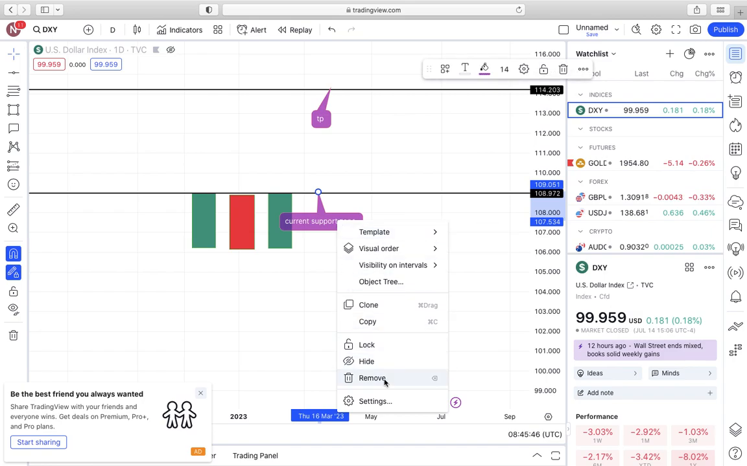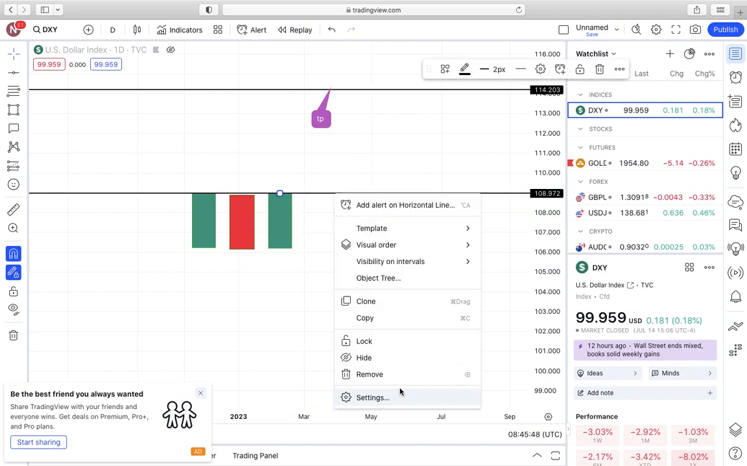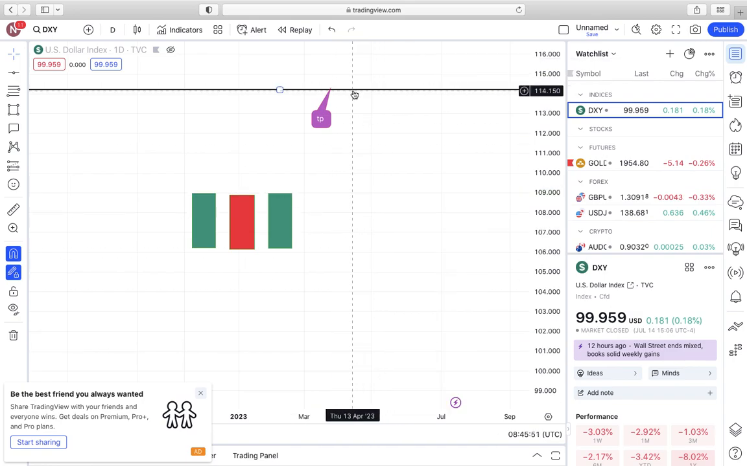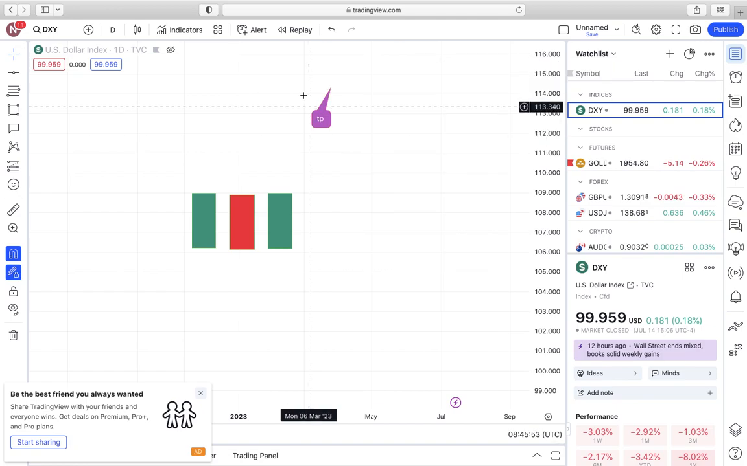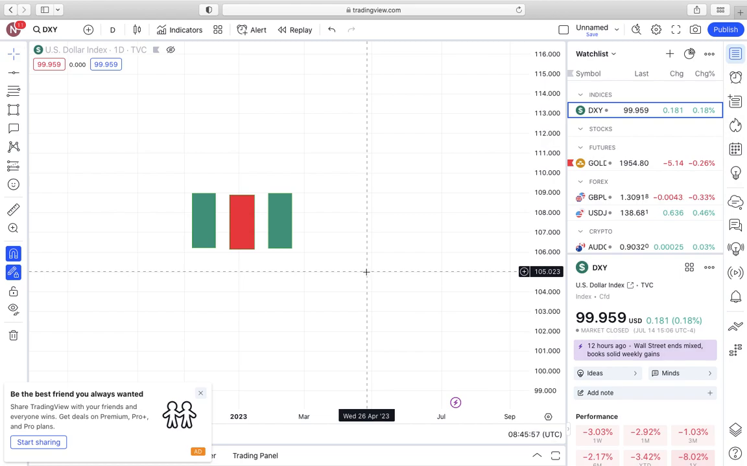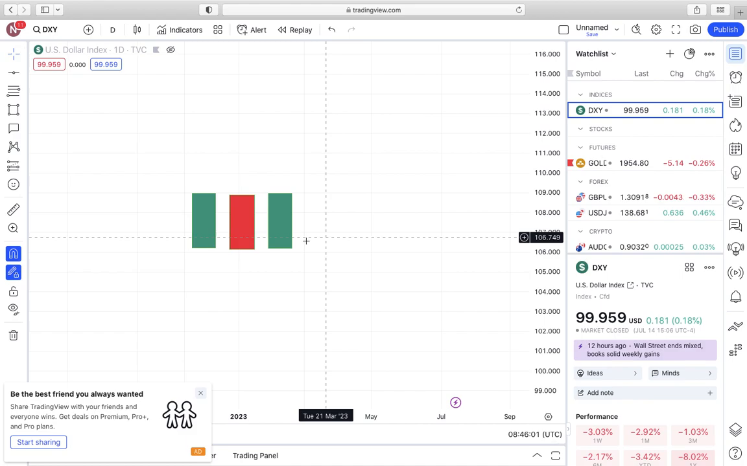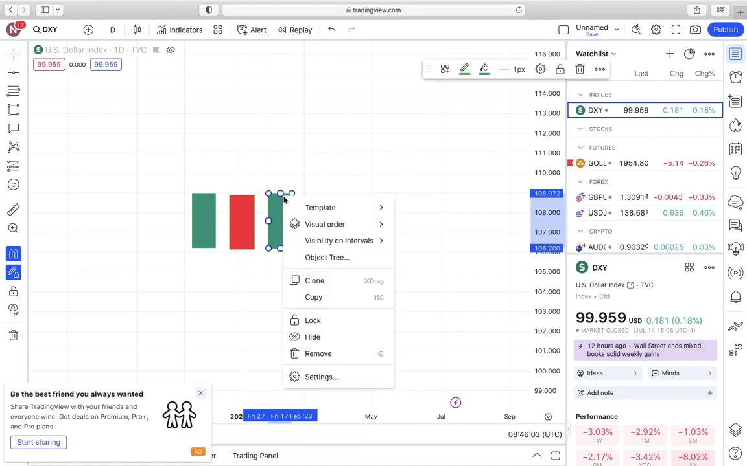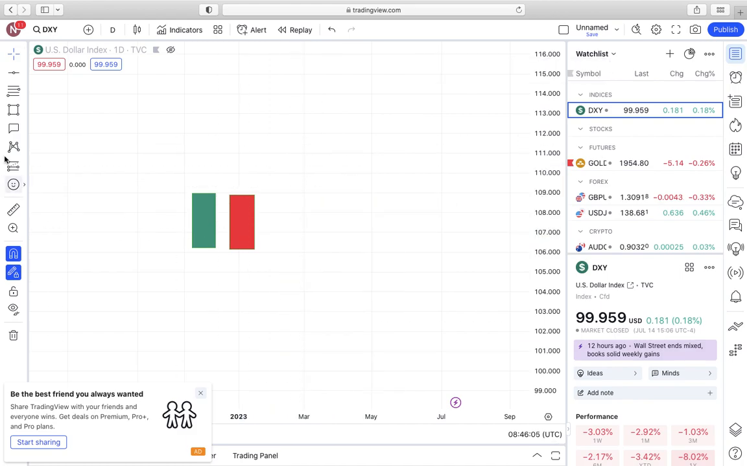When a resistance zone is violated, the market will always tend to continue with the uptrend. That is it. Now, when is the resistance zone actualized? The resistance zone is actualized when the market will come here and print an engulfing bearish candle.